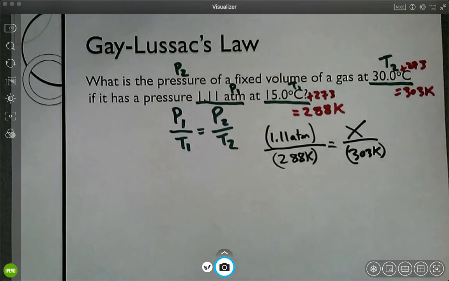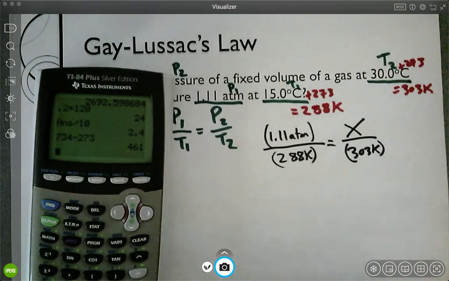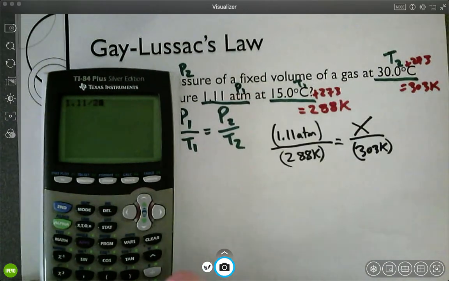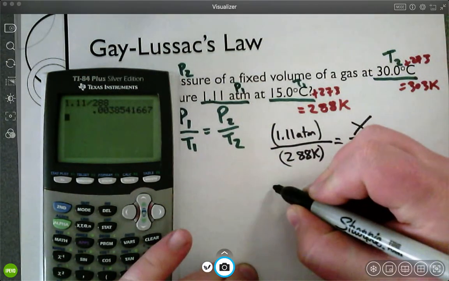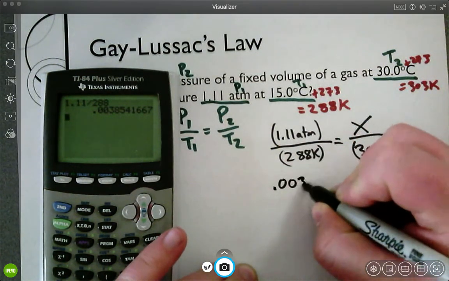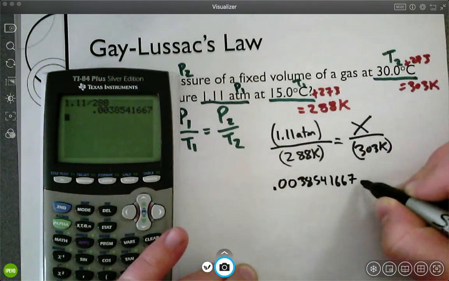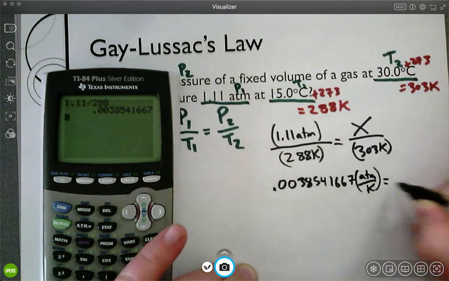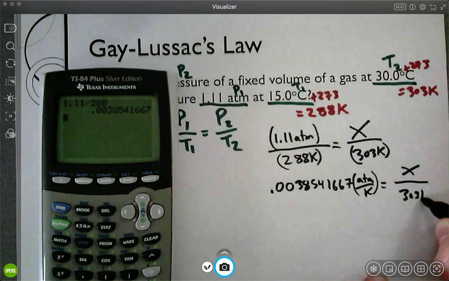That's the most common mistake people have. Okay, so first thing I'm going to do is simplify this side. So we've got 1.11 divided by 288. This gives me 0.0038541667 atm divided by Kelvin still. Okay, this hasn't changed. So 303 Kelvin still.